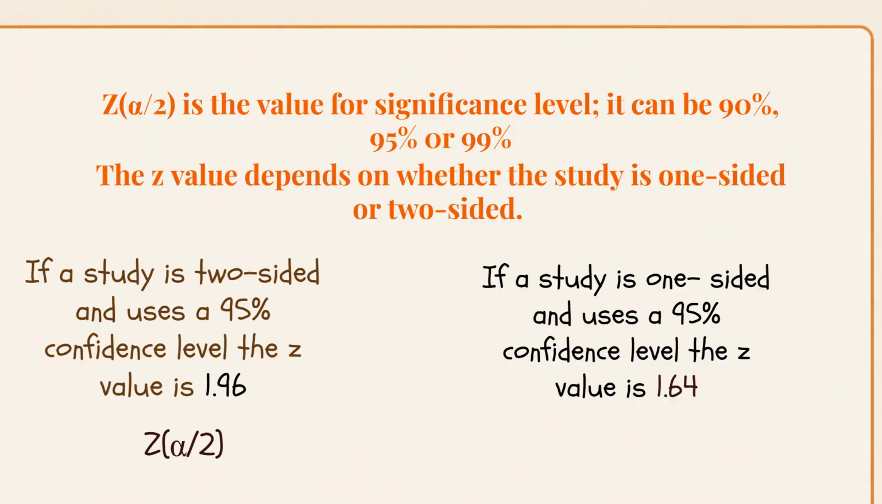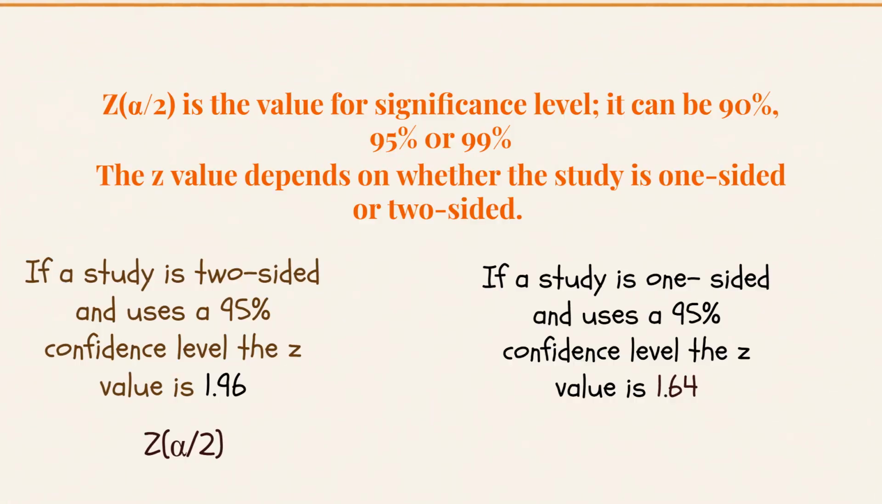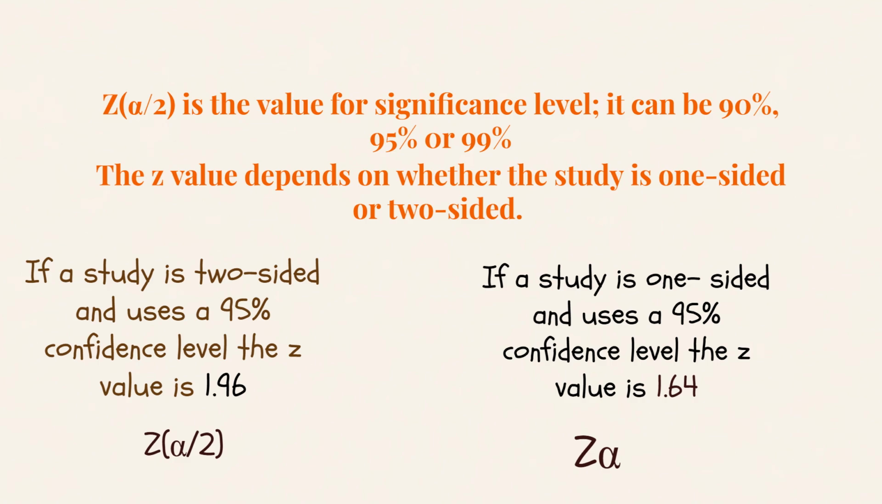Now, if your study is two-sided, then when you are displaying your formula, you're going to use Z alpha/2. But if your study is one-sided, you're just going to use Z alpha. There's no need for the division by 2 because it is one-sided. That's the difference. Now, if you have any question regarding what a two-sided or a one-sided test is, feel free to drop it in the comments.